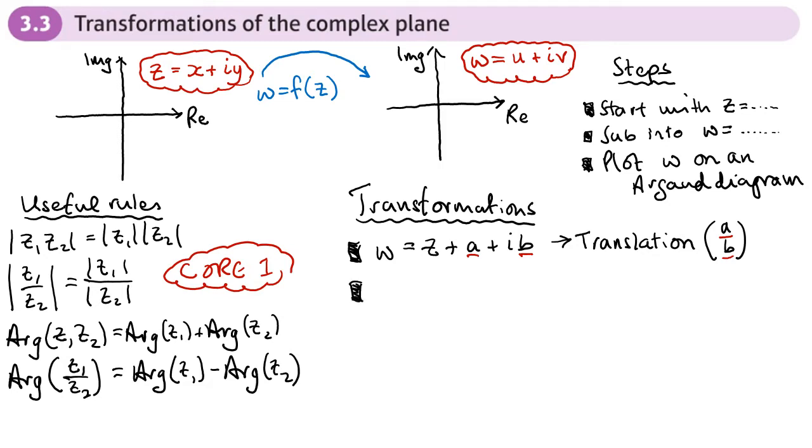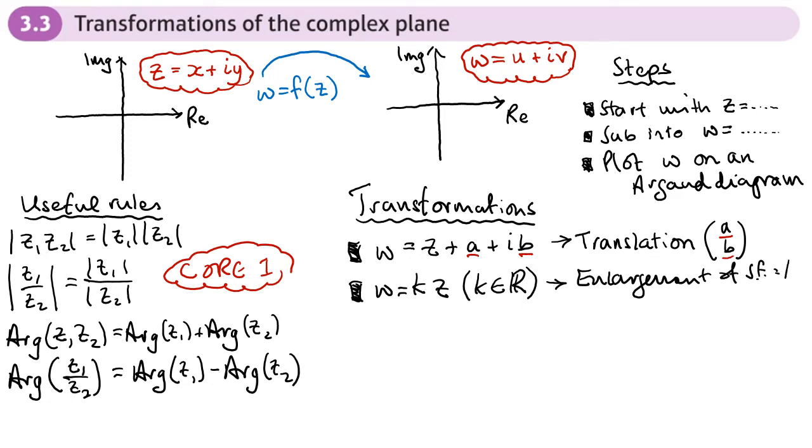If we see a transformation like this, w equals kz, now k is a real number, so it's not a complex number, then this is an enlargement of scale factor k, and the center of that enlargement is going to be the origin.